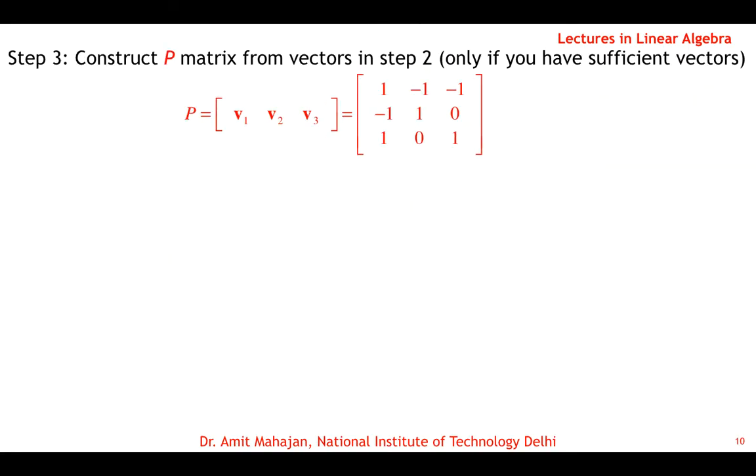Okay, so construct the P matrix by using the eigenvectors if they are sufficient. Just to remind, in this example they are sufficient because we get three eigenvectors. Okay, so we write the matrix P as the matrix of eigenvectors, and you can use any order, v1 v2 v3 or v3 v2 v1, any order.